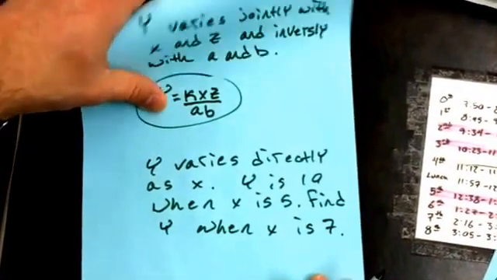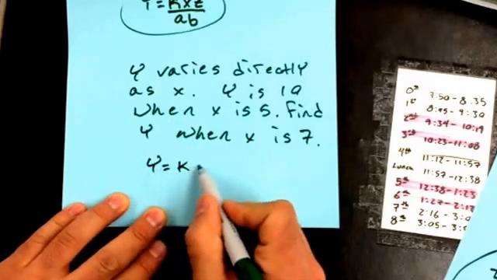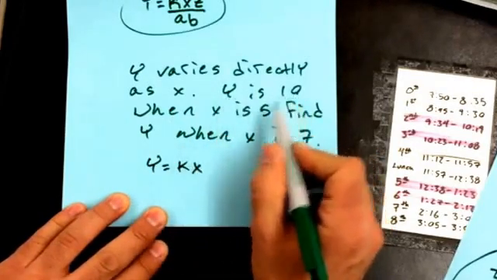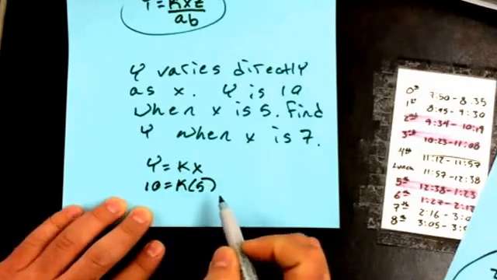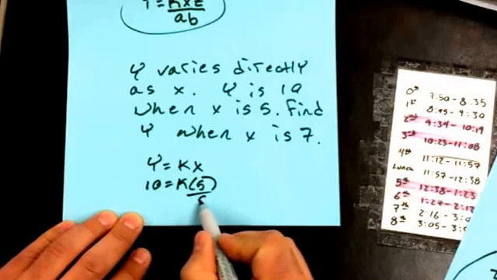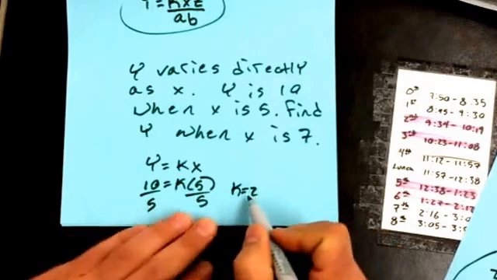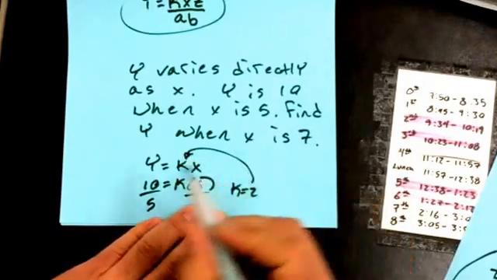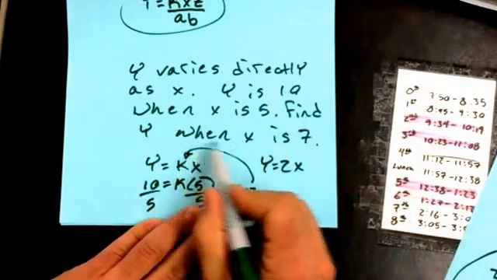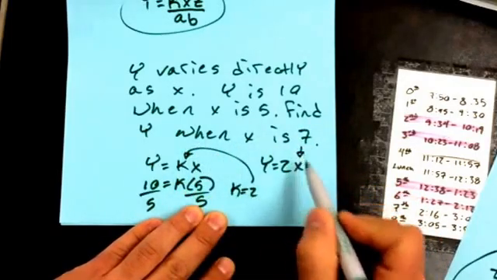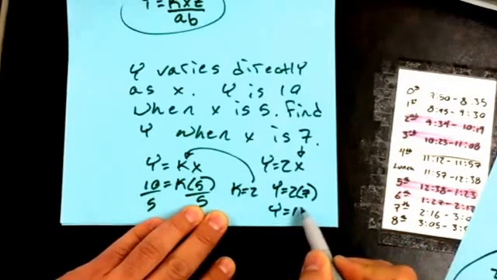So what this is telling me to do is to find the constant of variation first. Varies directly means k times x. It tells me right here y is 10 when x is 5. So I plug that information in. I solve for the k value, or the constant of variation, and I get k equals 2. I'm going to use this k value and plug it into the standard form of the equation. Now I'm going to use the new value that they gave me. X is 7, what is y? And it's going to be 14.